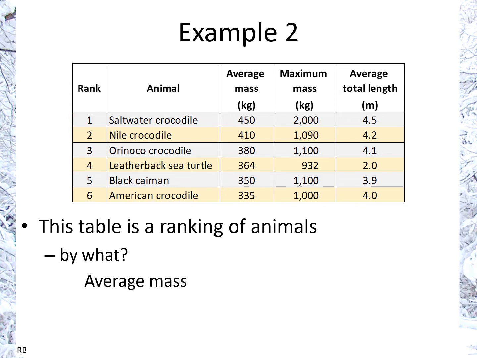Whereas if you look at the maximum mass and the average total length, the leatherback sea turtle would be the last on this list because it's actually the smallest mass at maximum mass and smallest average total length. So the ranking is according to average mass, and you can see it's also quite intuitive the way they set this up because it's the first thing we see and it's consistent with the ranking that we have here too.